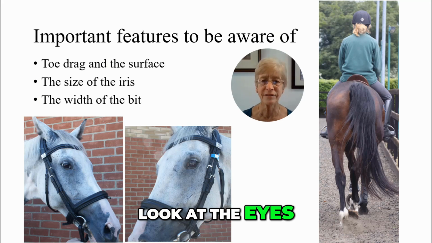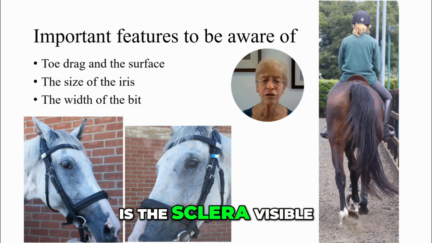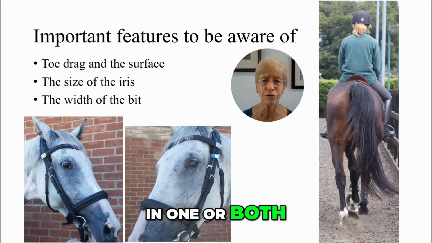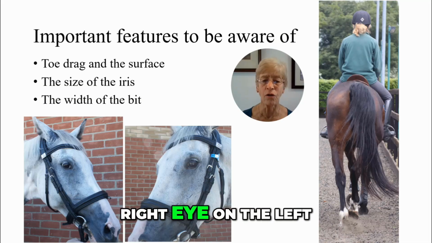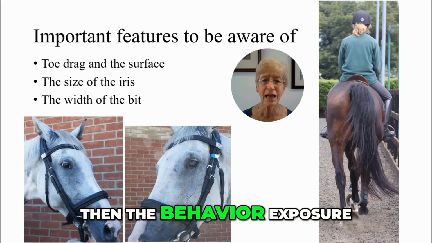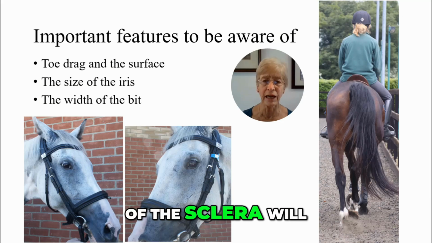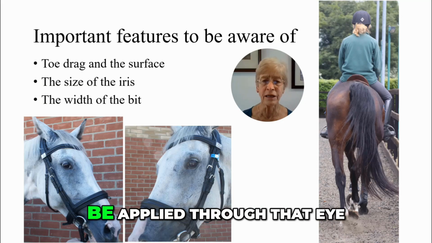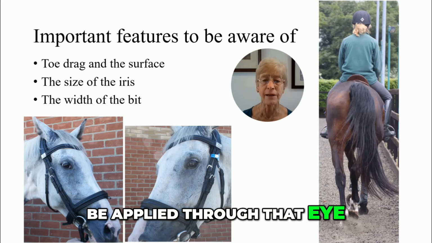Look at the eyes. Is the sclera visible in one or both of the eyes at rest? If the answer is yes, as in the horse's right eye on the left, then the behavior exposure of the sclera will not be able to be applied to that eye.